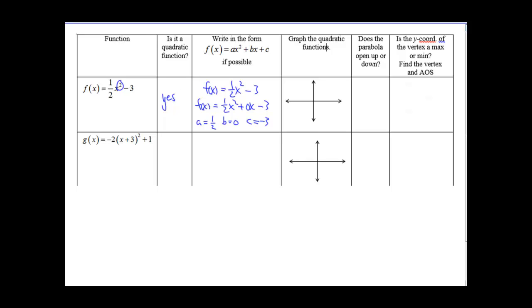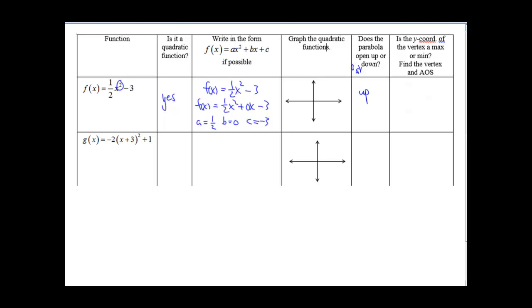Before we graph the quadratic, let's move to, does it open up or down? Well, what tells us that it opens up or down is we need to look at the a value. So look at the a. If the a is positive, it opens up. If the a is negative, it opens down. So in our case, ours is going to open up.